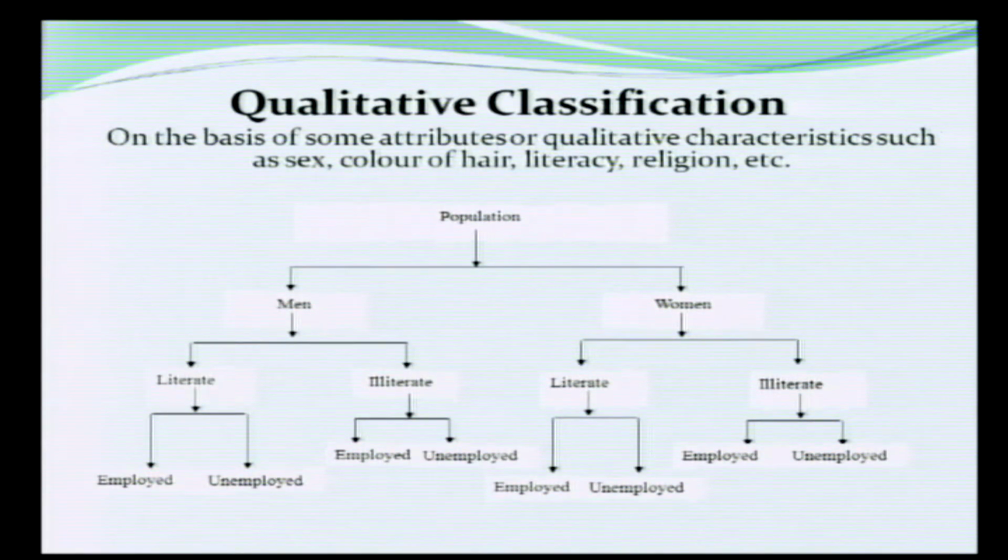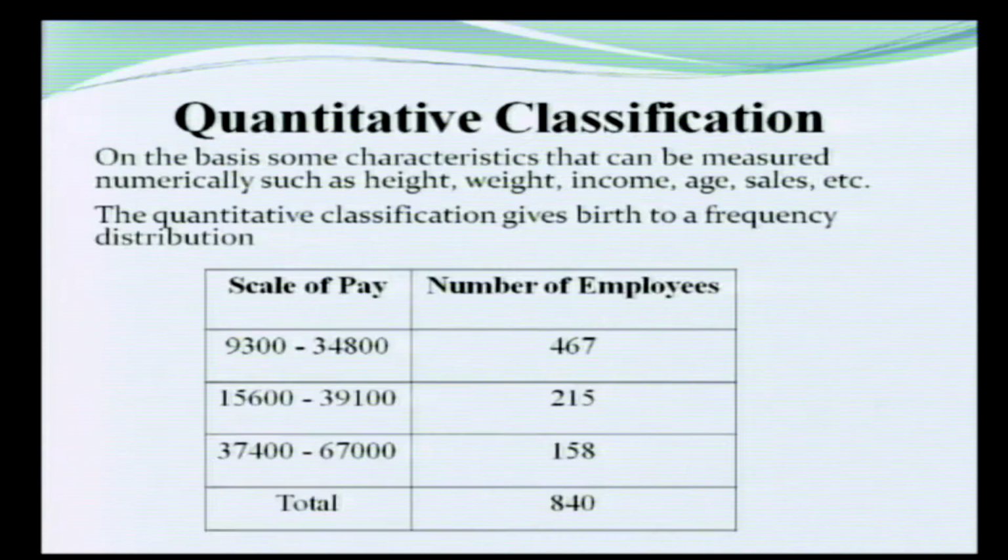So this type of classification is a manifold qualitative classification. Now the fourth classification is quantitative classification. The quantitative classification is done on the basis of some characteristics that can be measured numerically, such as height, weight, income, age, sales, etc. The quantitative classification gives birth to a frequency distribution.